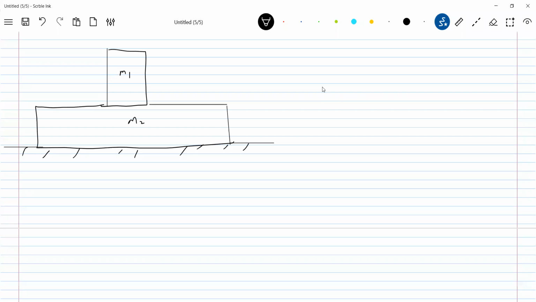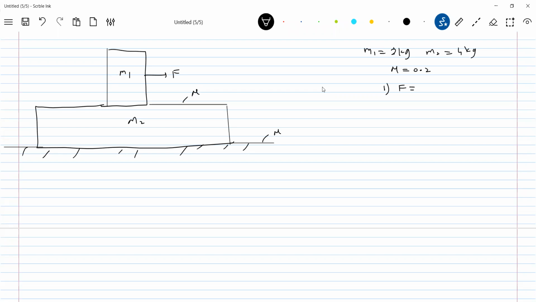So let me give the values. M1 is equal to... I'll directly give the value of mu, 0.2. You know, so the value of force. Both the surfaces are rough. Okay, fine. This is for various values of force.